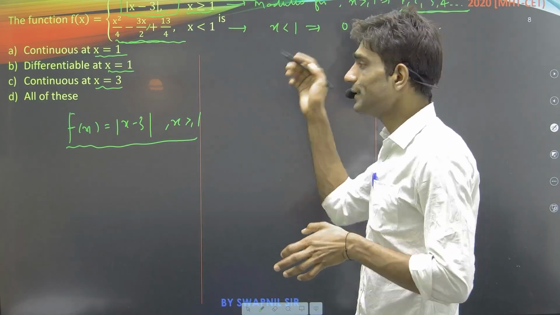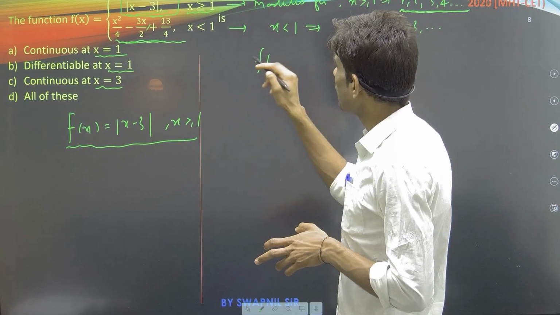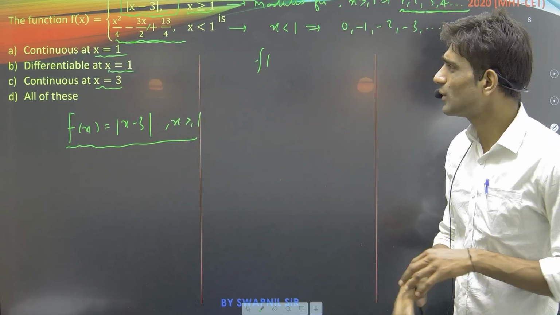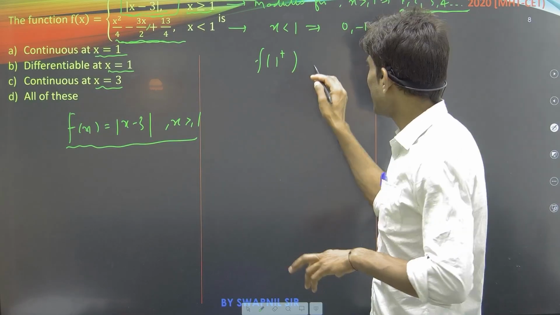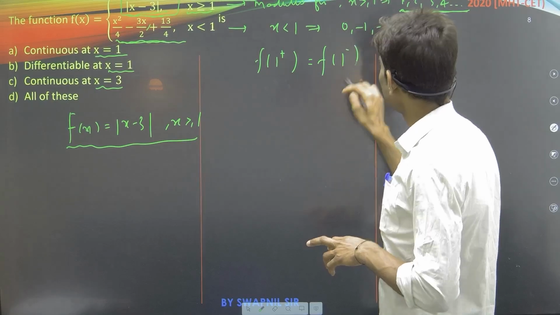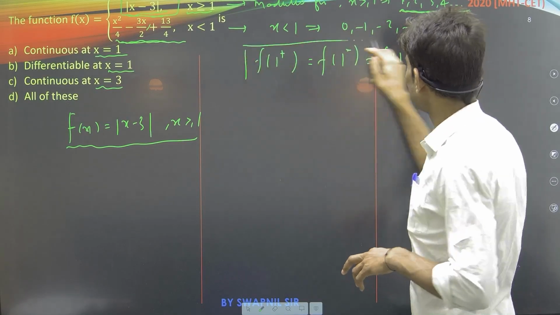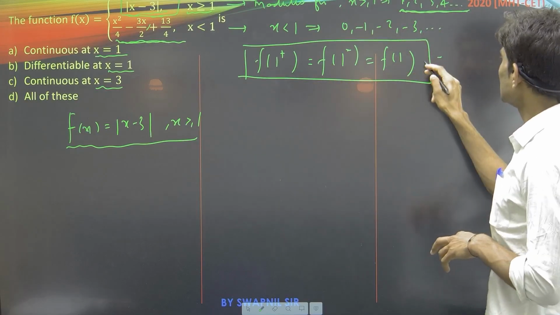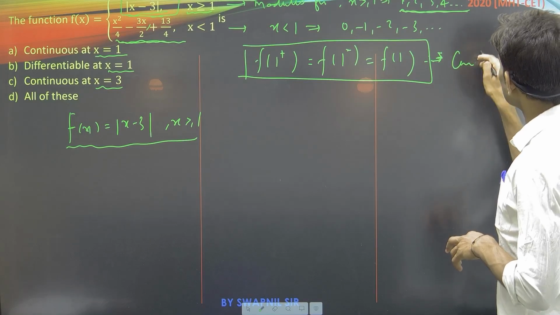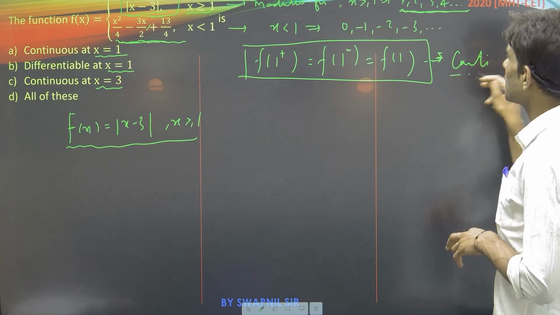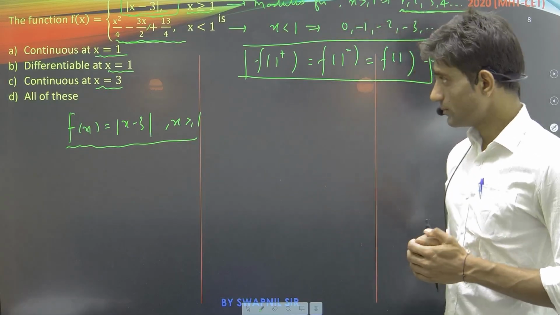So what is the definition of a continuous function? Now as we are checking x equal to 1, take f of 1, the positive limit of f, which is equal to the negative limit of f, which is equal to f of 1. If this condition holds, then we say that our function is continuous when this condition holds for x equal to 1.